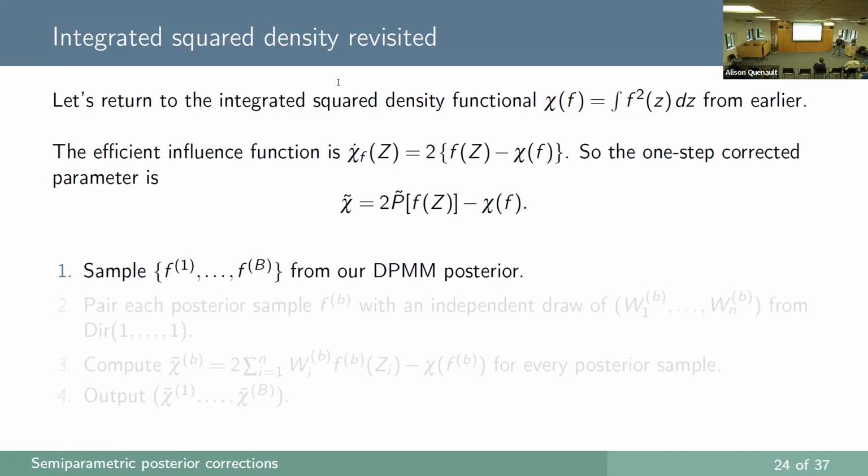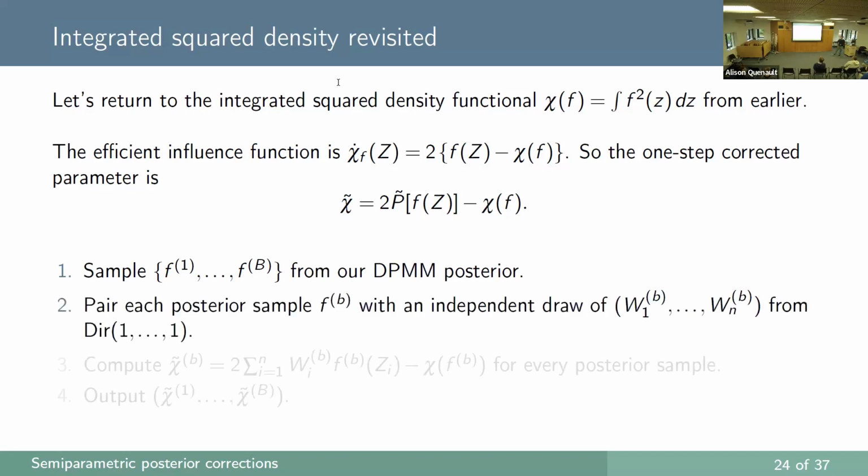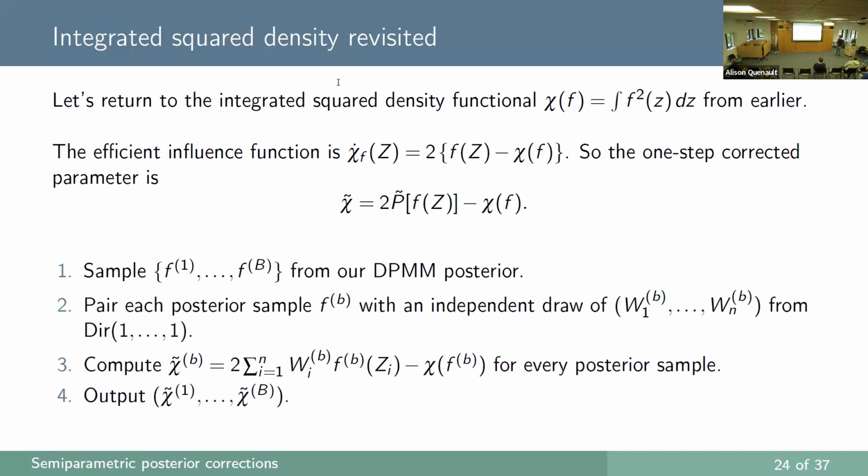Suppose we already have a working algorithm, like an MCMC algorithm, so we get draws of the density. Take each draw of that density, then pair it with this vector of random probability weights. And then we compute this thing, chi tilde. It just follows this formula from above. That gives us a sample from a one-step posterior. This is exactly what we did for the results I had in the first half of the talk.